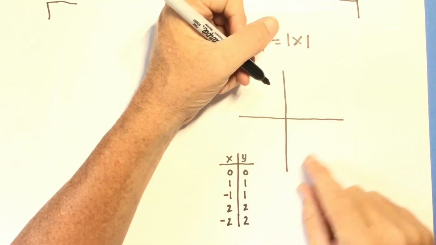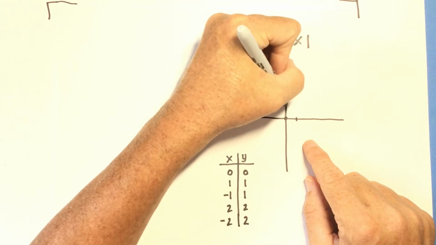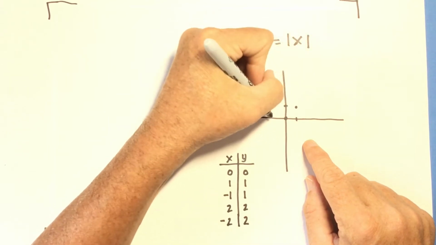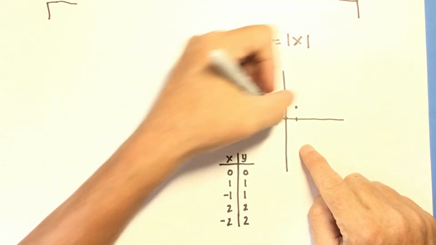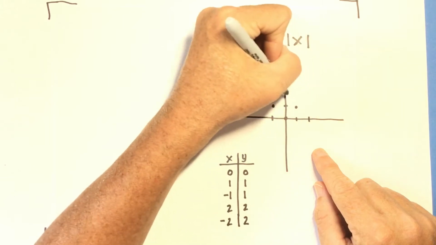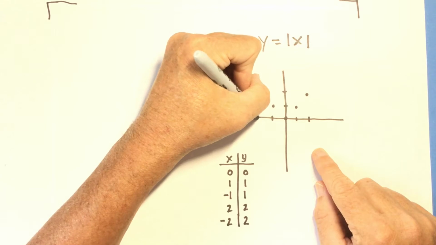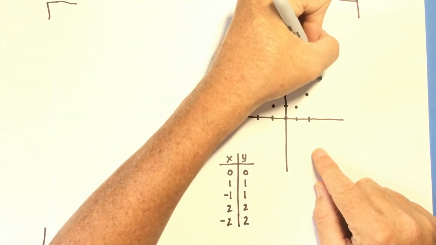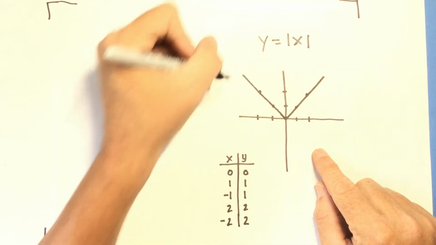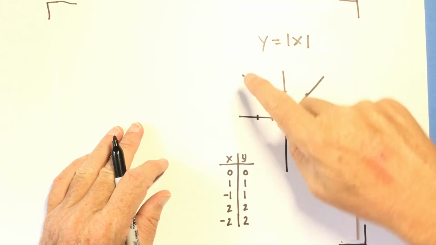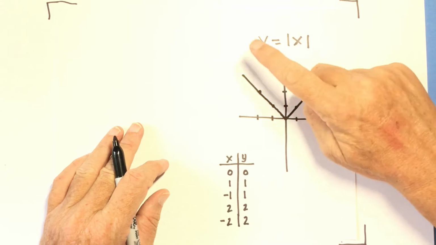You already know that. So that means if I were to plot this, there's one point, 0, 0. There's another point at 1, 1. That would go right there. There's another point at minus 1, 1. That would go right there. 2, 2 would be out here, and then minus 2, 2 would be right there. So this graph looks like that. And there you go. This is your parent graph right here for that function, y equals absolute value of x.